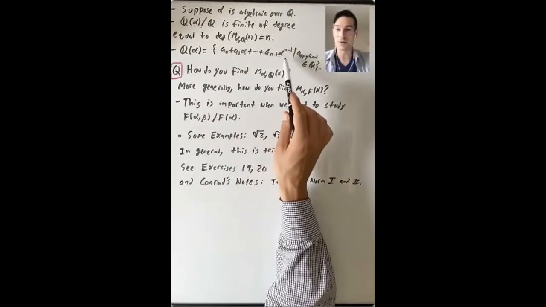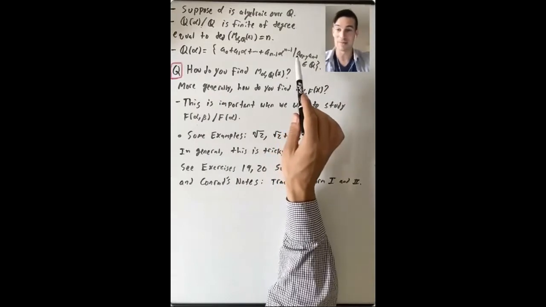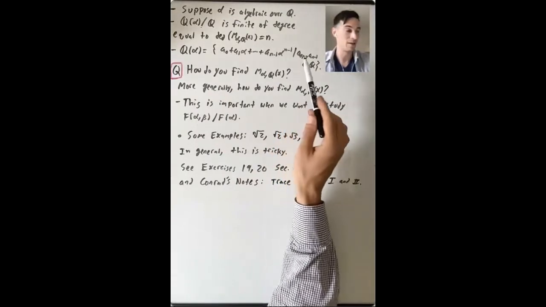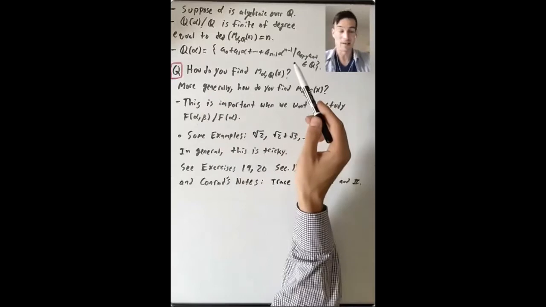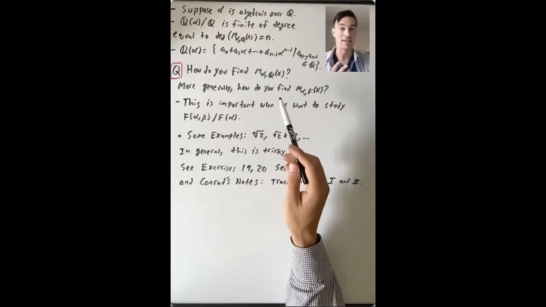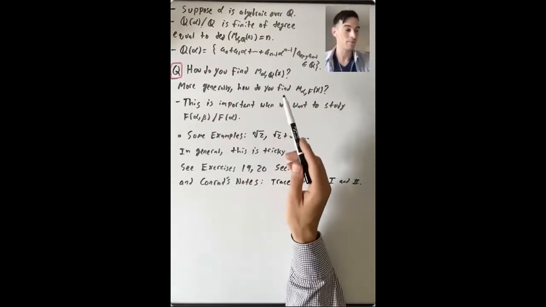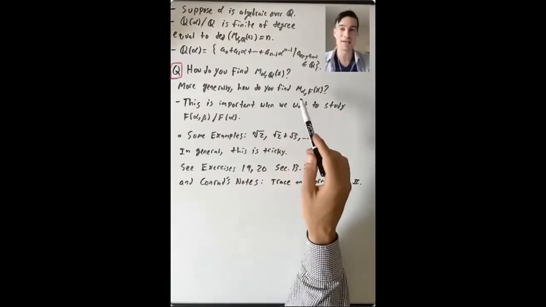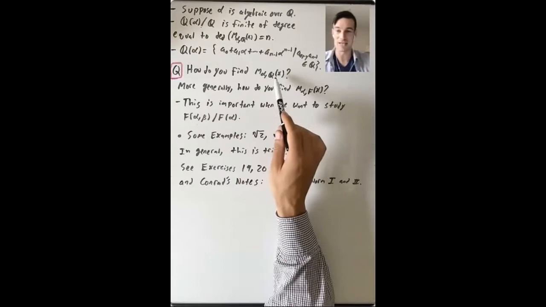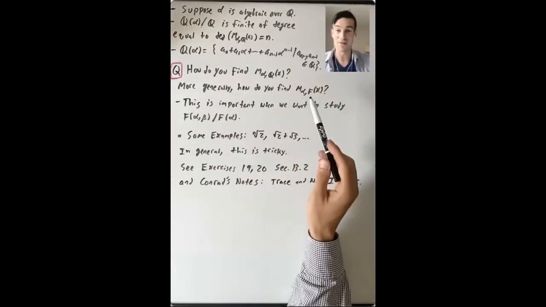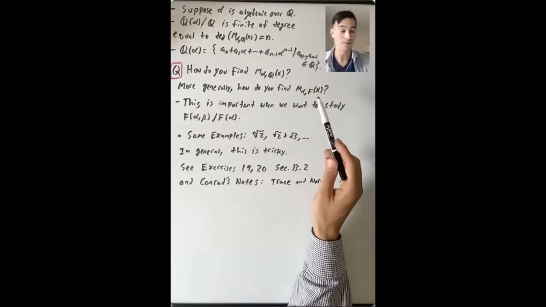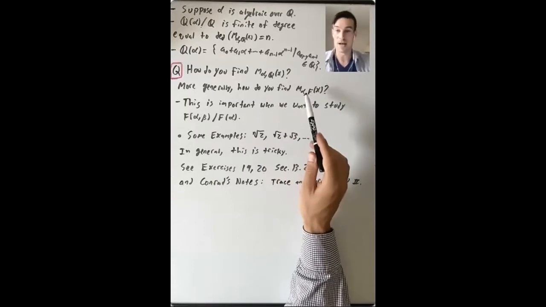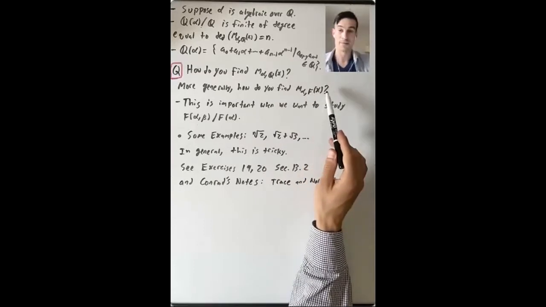So if we want to work with this field, it's really important that we be able to determine this minimal polynomial. So you can ask, if I just give you an element and say it is algebraic over Q, how do you find its minimal polynomial? More generally, you don't have to take Q as the base field here. If you have any field F and you have an element that's algebraic over F, how do you find the minimal polynomial of that element over F?